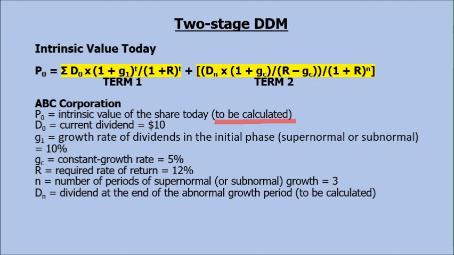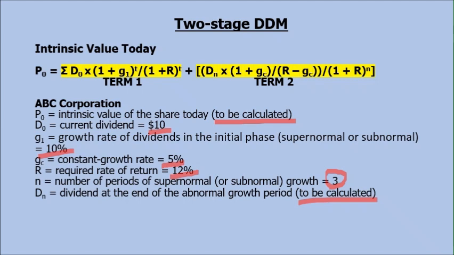And D0 is the current dividend, which is $10. Growth rate in the initial phase, G1, is 10%. Growth rate in the constant growth phase, that is GC, is 5%. R is the required rate of return, which is 12%. N is the number of periods of supernormal or subnormal growth, which is 3. Let's say for the first 3 years, the dividends grow at 10%, and thereafter they go at a constant rate of 5%. And Dn is the dividend at the end of the abnormal growth period, which is to be calculated. We need to calculate that dividend.